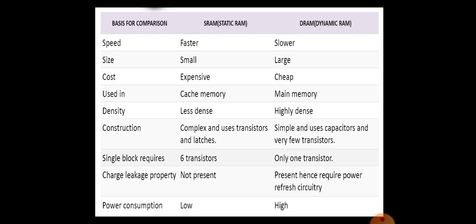Then, in static RAM, there is no charge leakage property. Whereas in dynamic RAM, the charge leakage property is present, hence it requires power refresh circuitry. Static RAM consumes very low power, whereas dynamic RAM consumes high power. My dear children, please notice the differences between dynamic RAM and static RAM. Dynamic RAM is used only in main memory, whereas static RAM is used in cache memory.